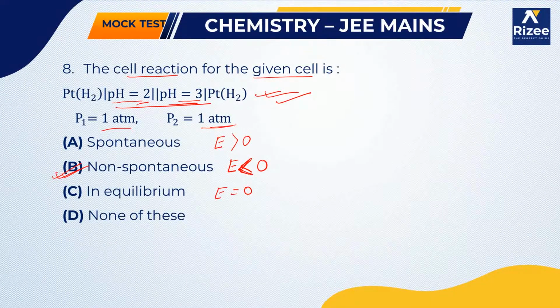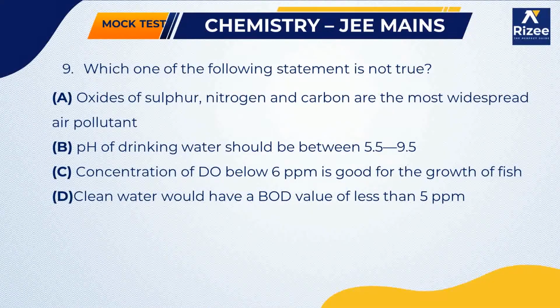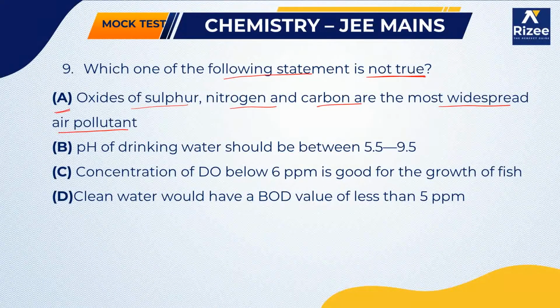Okay, then moving on to our next question. It says which one of the following statements is not true, meaning we have to find the false statement. First one: the oxides of sulfur, nitrogen, carbon are the most widespread air pollutants. Yes, we know that, because sulfur can form sulfuric acid, nitrogen can form nitric acid, whereas carbon can form carbon dioxide, or you can say carbonic acid. So these are the most widespread air pollutants. Yes, this is right. Next, pH of drinking water should be between 5.5 to 9.5. Yes, because drinking water should not be acidic. So this is also right.